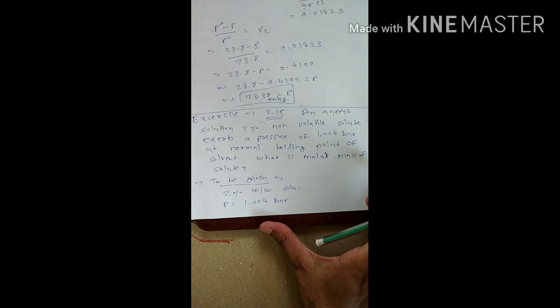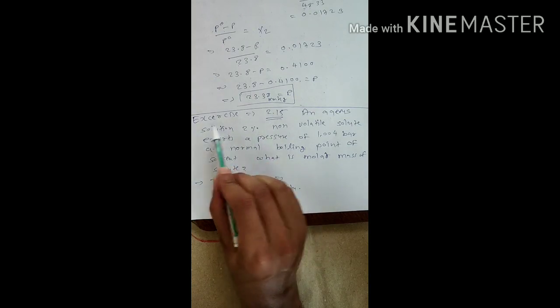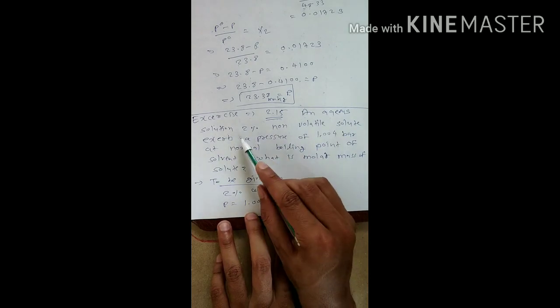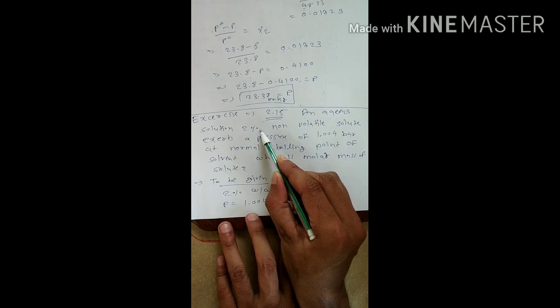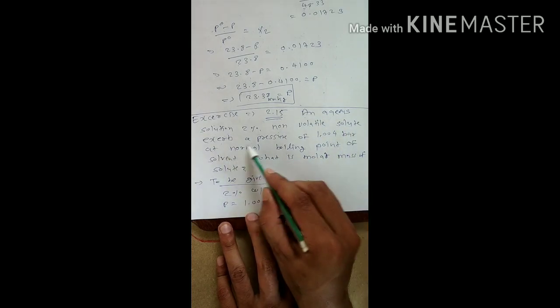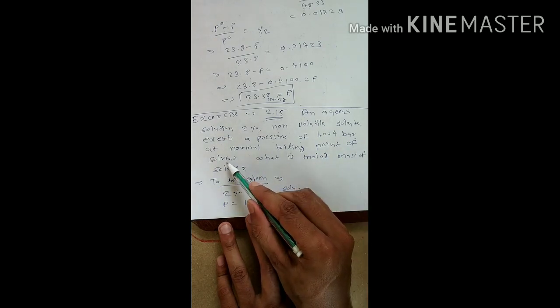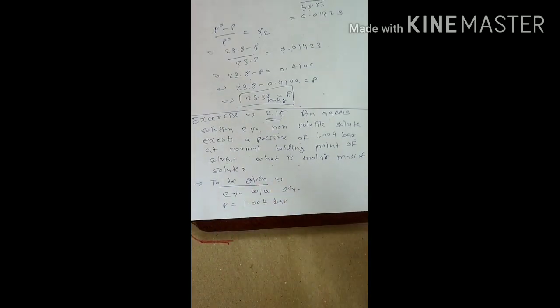Now example number 2.15 from your exercise. What is the question? An aqueous solution of 2% concentration is given. A non-volatile solute exerts a pressure of 1.004 bar at the normal boiling point of the solvent. What is the molecular mass of the solute? Again, now understand the question.